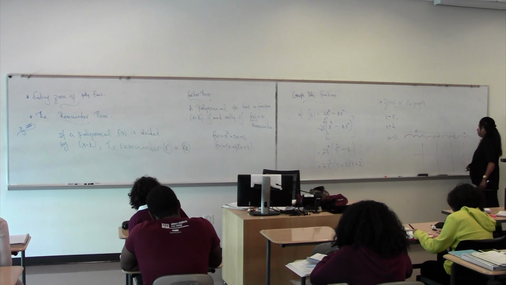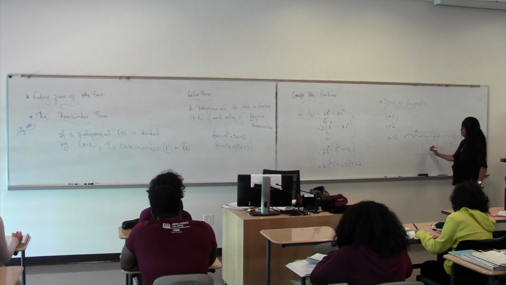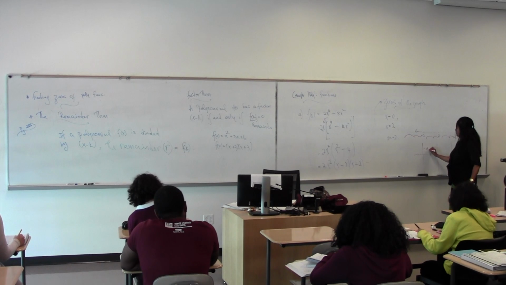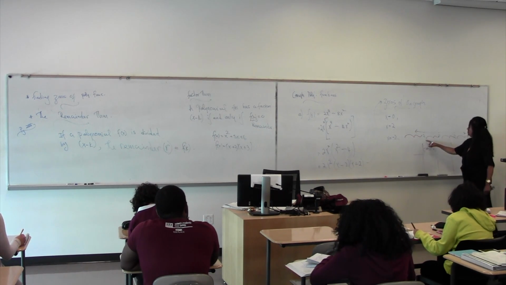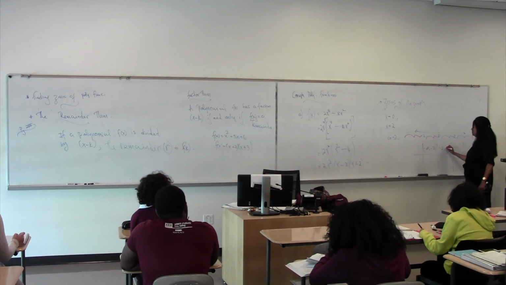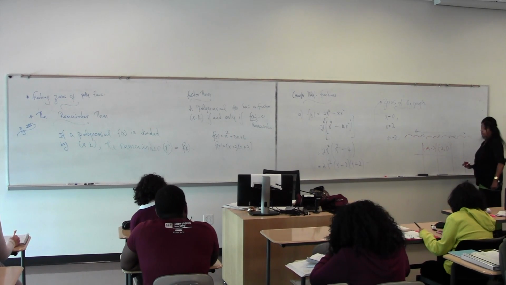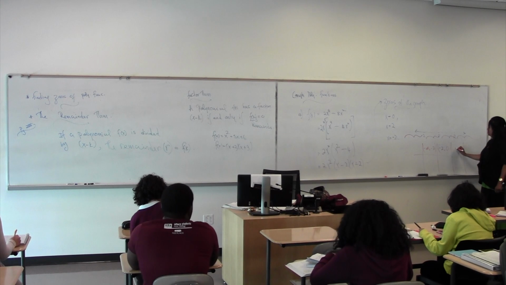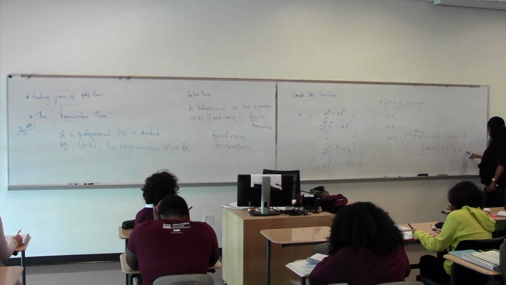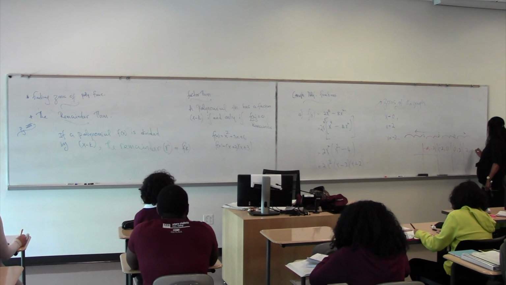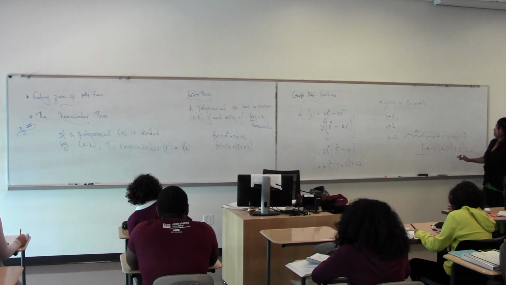chart here. What's the first interval? Negative infinity to negative 2. Second interval? Negative 2 to 0. And then 0 to 2. And then 2 to positive infinity. These are the intervals. Now, test point.